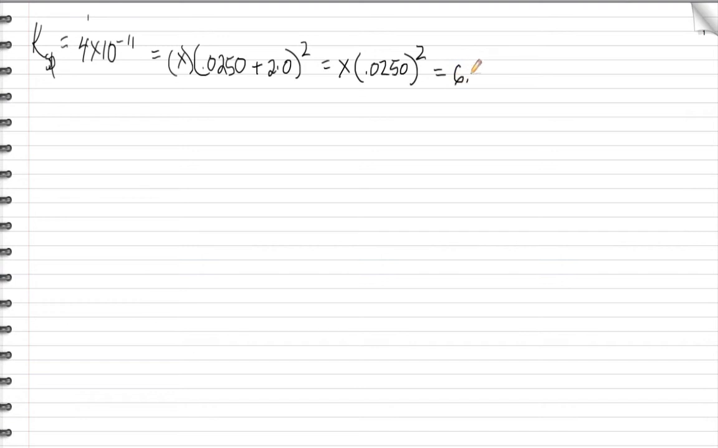And I don't like the quadratic, so I'm going to just solve this. I'm plugging it into my calculator, calculating 0.0250 squared. And I believe I've successfully calculated it now. It's 6.25 times 10 to the negative 4th. And I better remember to put times x in there.